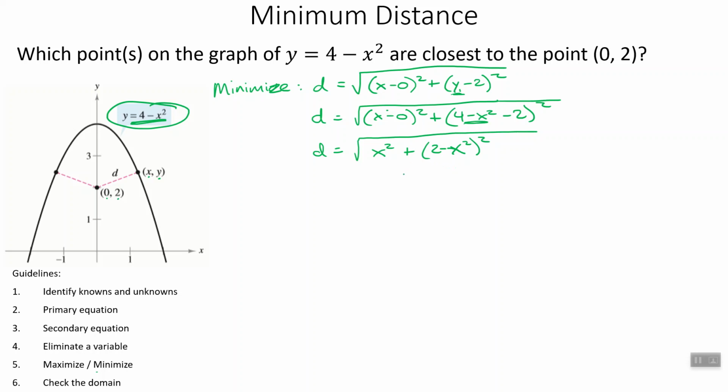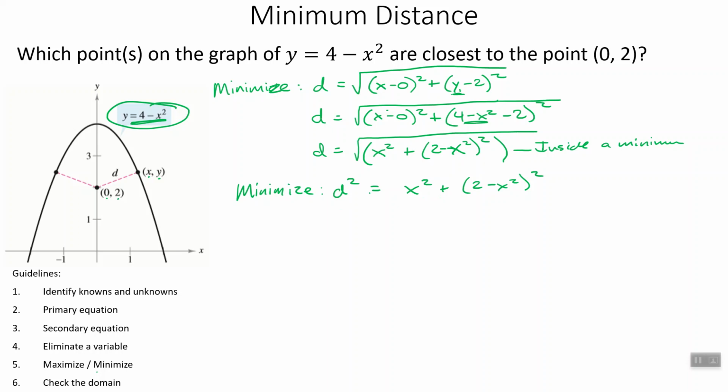We can try and take the derivative of this. We can try and simplify what's in here a little bit more. That might be the thing to do. We can also square both sides. When the square root of something is minimum, the inside needs to be a minimum. So we can just forget about the square root and say we want to minimize, just to make our lives easier, or we can square both sides and say we want to minimize d squared, which is equal to x squared plus (2 minus x squared) squared. Minimizing this will get us the same answer as minimizing this square root function up here.